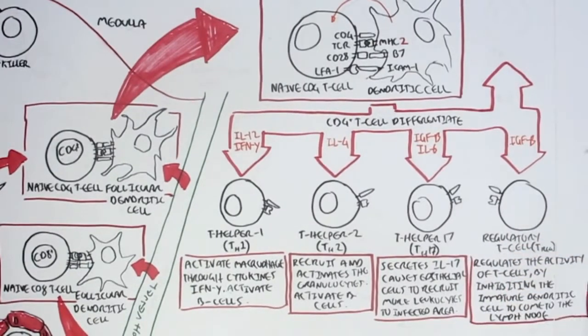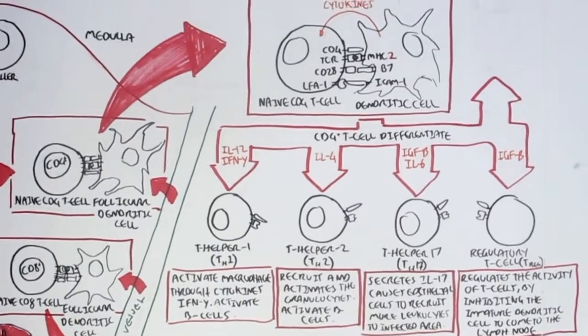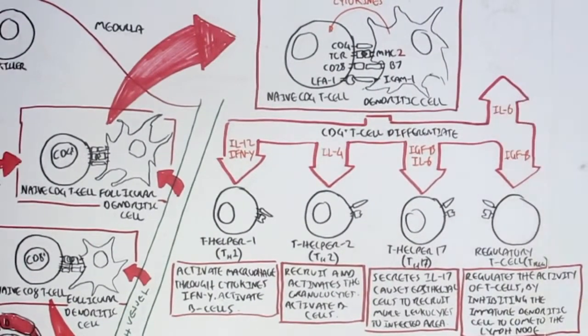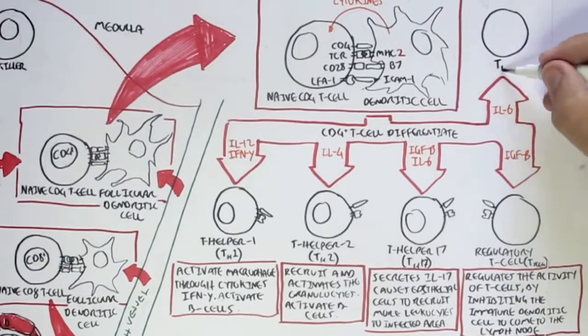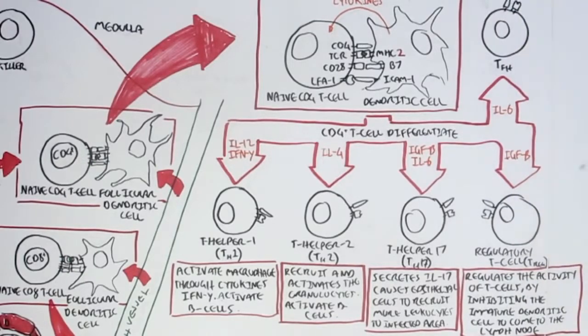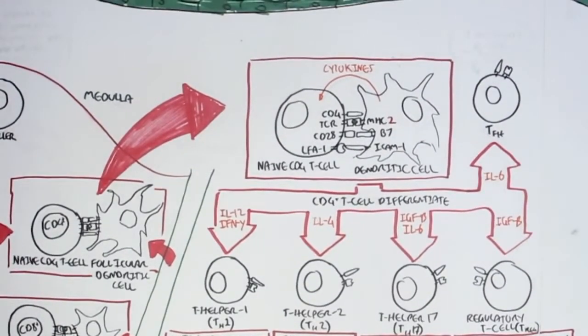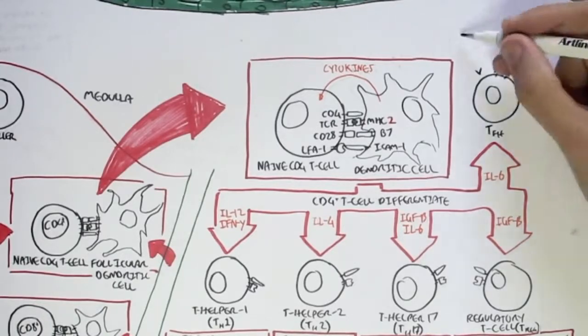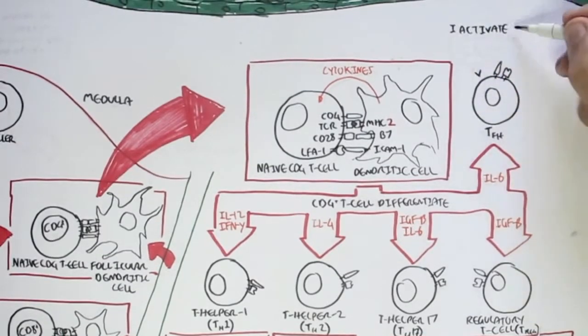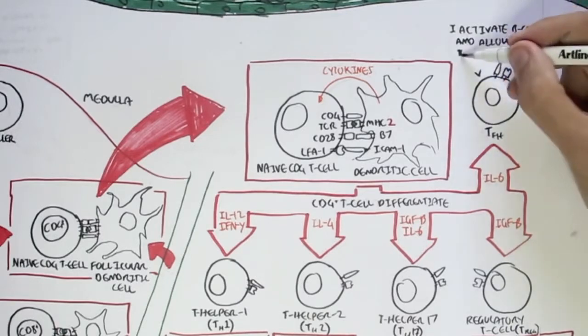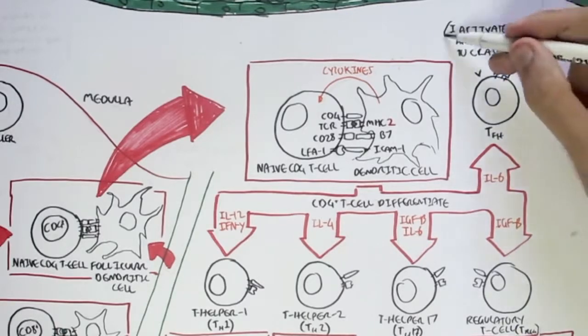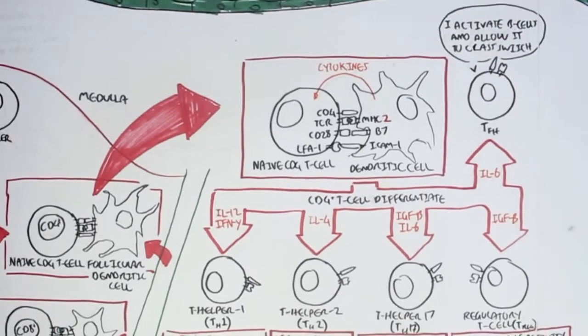If it's only specifically interleukin 6 that's around, this naive CD4 T cell will differentiate into what's called a TFH. TFH essentially expresses the same receptors and cytokines as T helper 1 and T helper 2 cells. And we just call it TFH because it has a main role in activating B cells, allowing it to differentiate and class switch and proliferate as well.